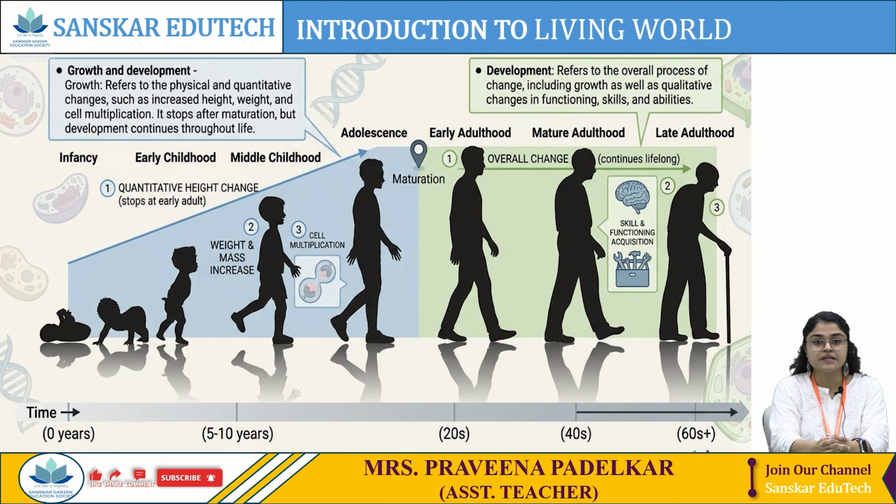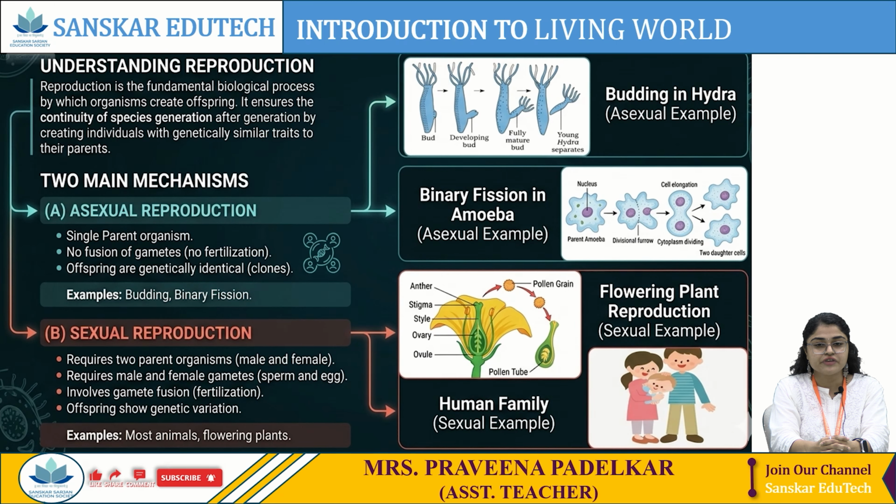Growth refers to physical and quantitative changes such as weight and height of a person. It stops after a certain point of time, while development is qualitative changes such as skills and abilities of a person. Our next principle is reproduction. Life has to continue. Hence, the organism tries to reproduce a young one like itself. Also, in lower classes, you must have studied about two types of reproduction: asexual reproduction, in which fusion of gametes does not take place, and sexual reproduction, where both male and female gametes are formed to produce an offspring.